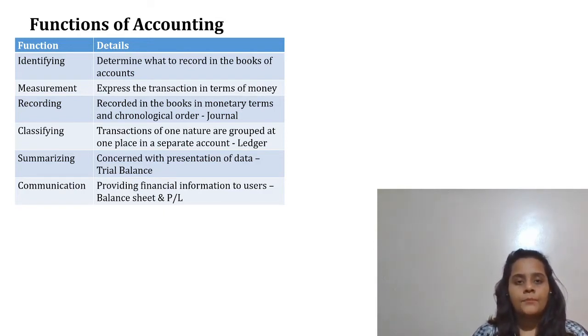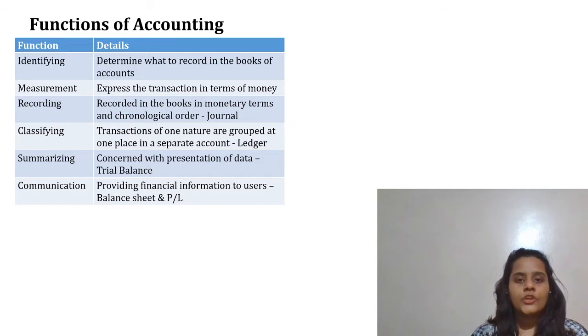Purchase of goods, payment of rents, insurance, etc. All these are transactions which can be expressed in terms of money and are therefore recorded in the books of accounts. Now that we have identified what is going to be recorded, we have to decide at what amount that transaction will be recorded. Say if we have paid a rent of 500 rupees, we are going to record that transaction at 500 rupees.